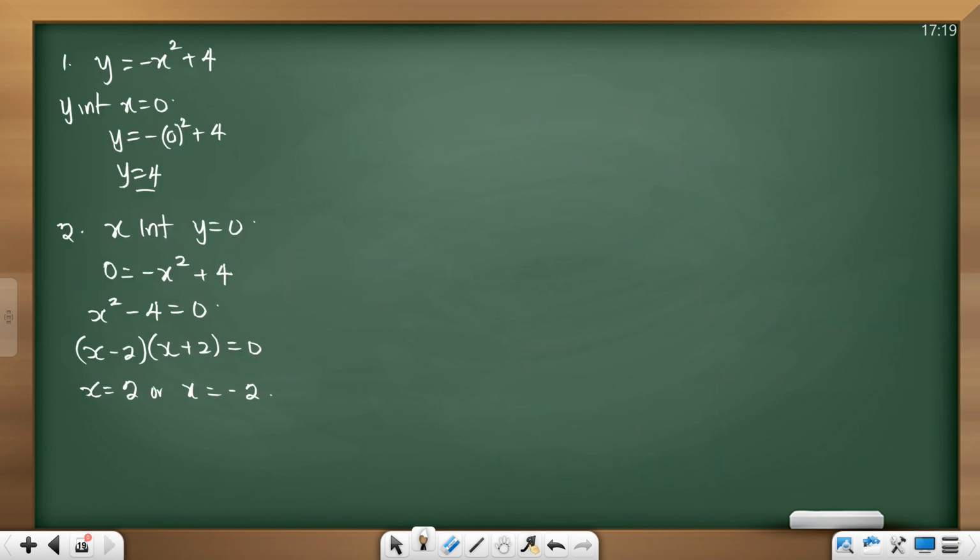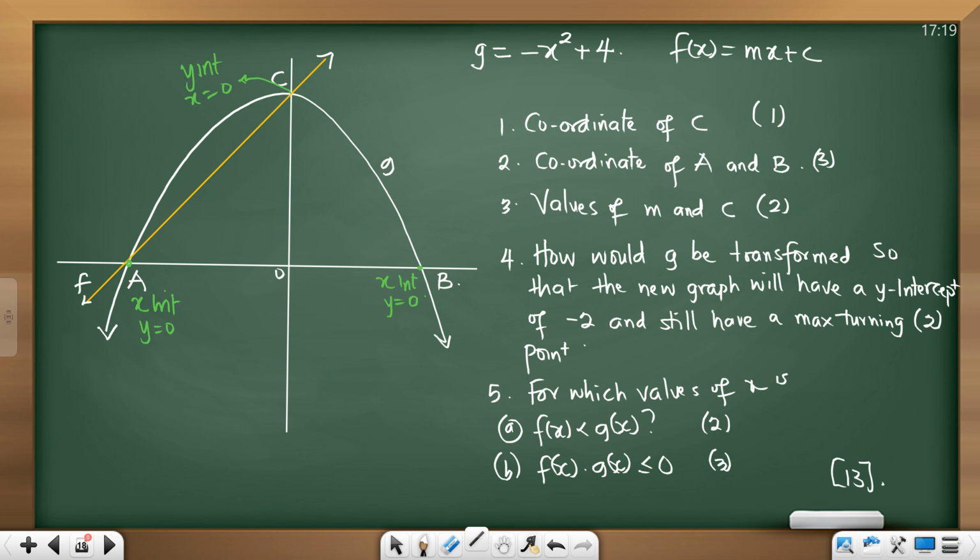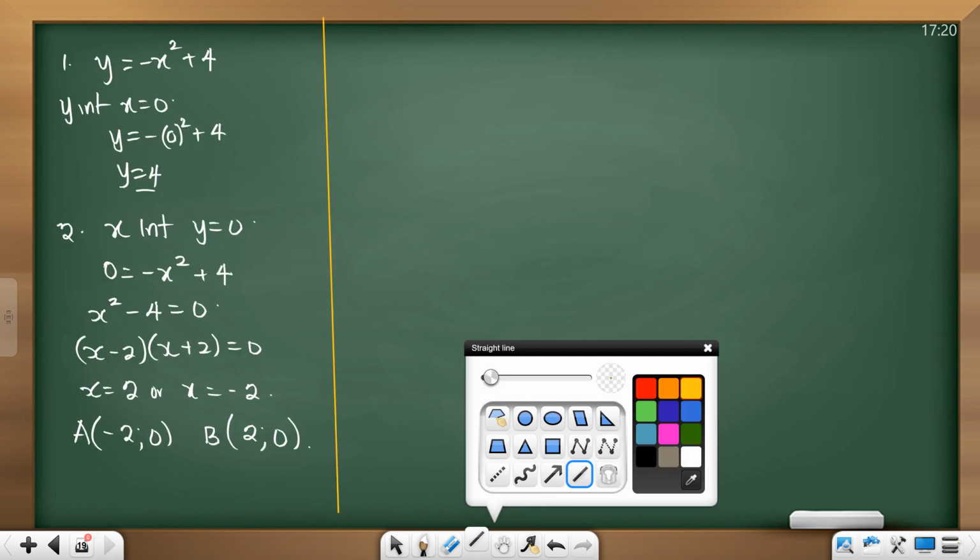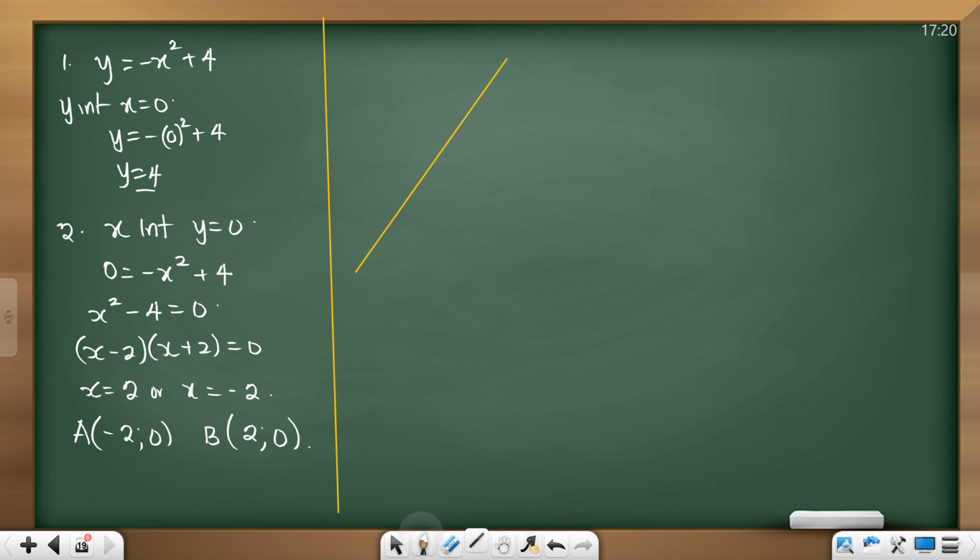So what is A? A is the negative one. The examiner says coordinates negative 2 and 0. B, it's just a matter of substitution. Value of m and c, which is a straight line. And we did that again. You have a straight line, and there are 2 important points that you know, A and C. At A, x is negative 2, y is 0. And at C, x is 0 and y is 4.